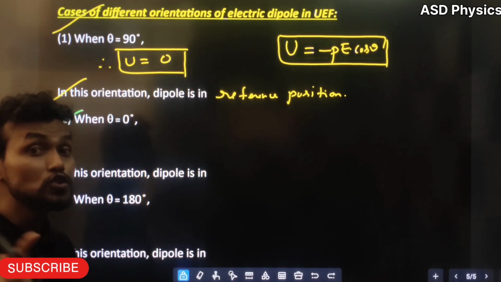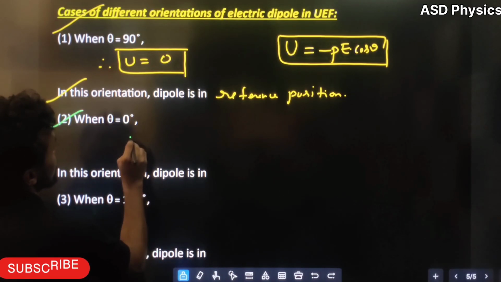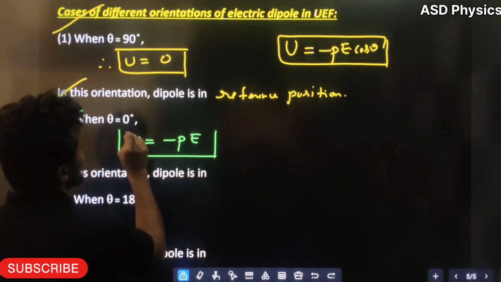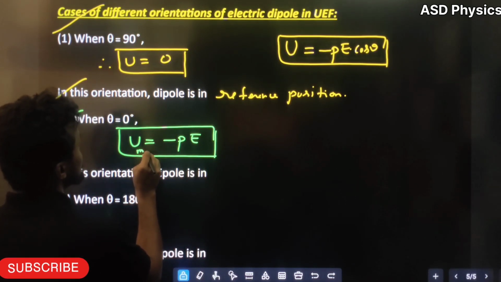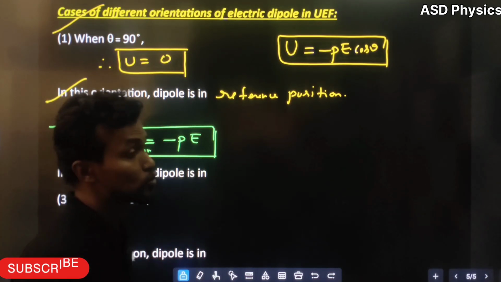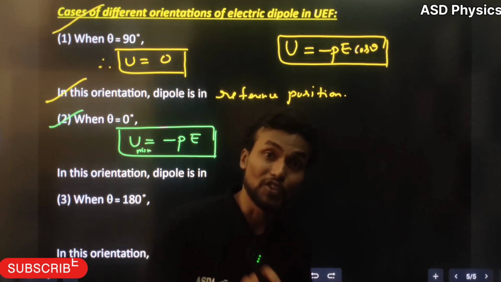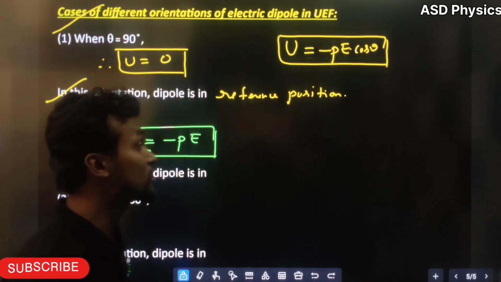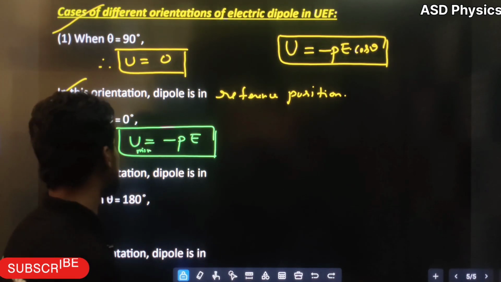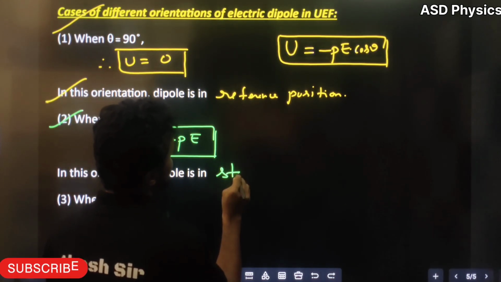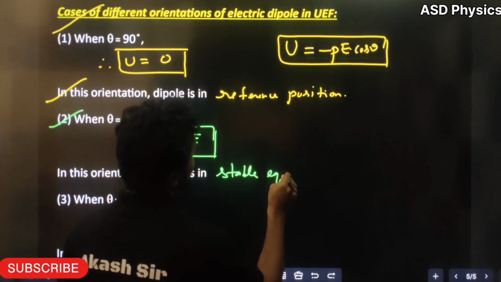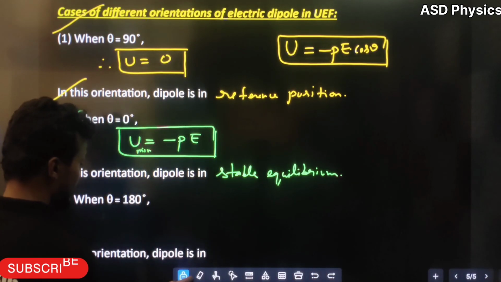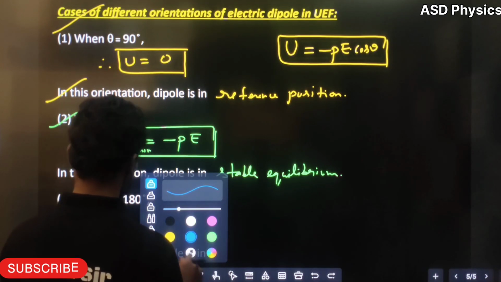Next one, students. When theta equals 0 degrees, then U equals minus Pe, because cos 0 is 1. And here this potential energy is minimum. When the dipole is in a uniform electric field, force is 0, potential energy is minimum, so an equilibrium situation will be there. And this situation is called the stable equilibrium. Kindly remember that.